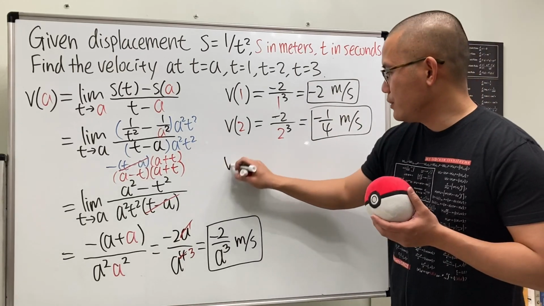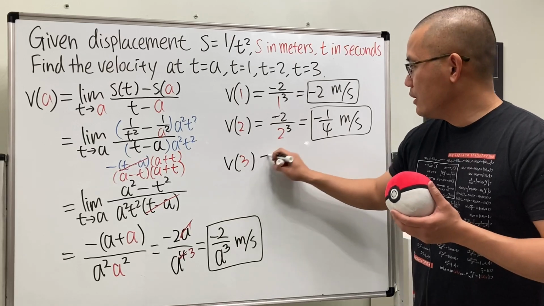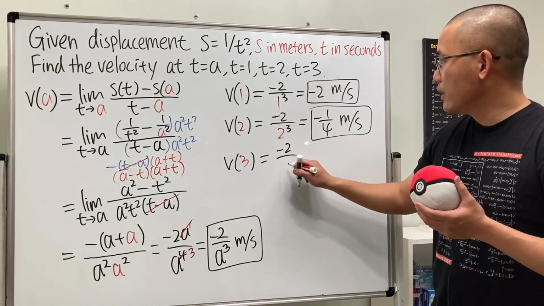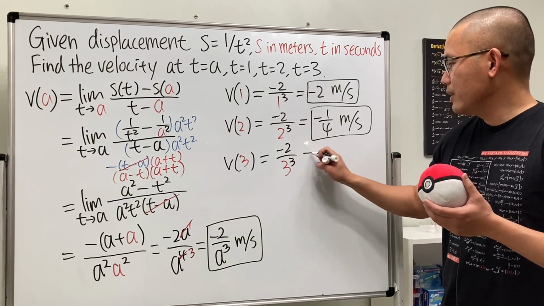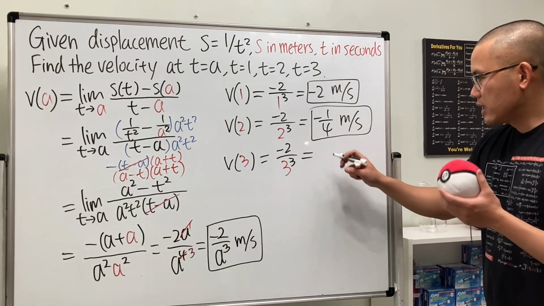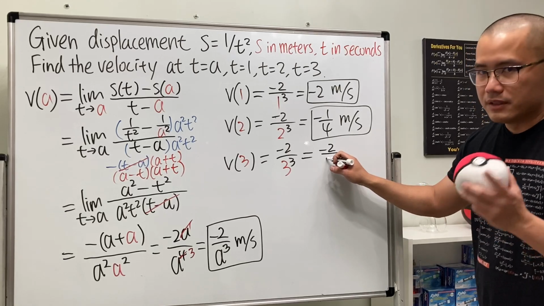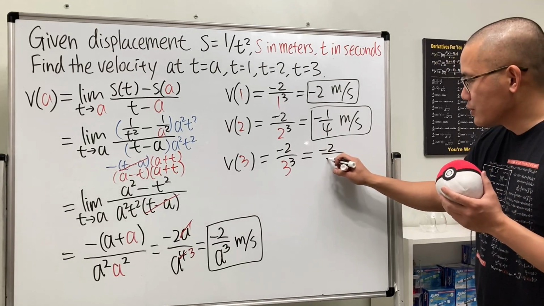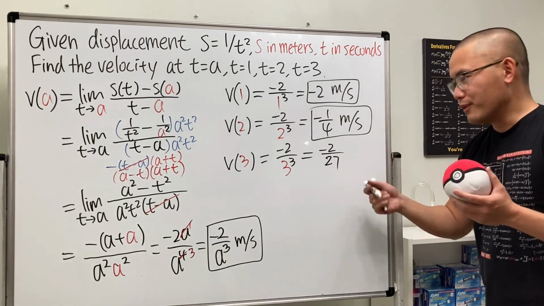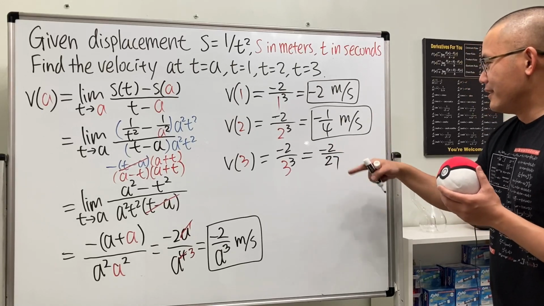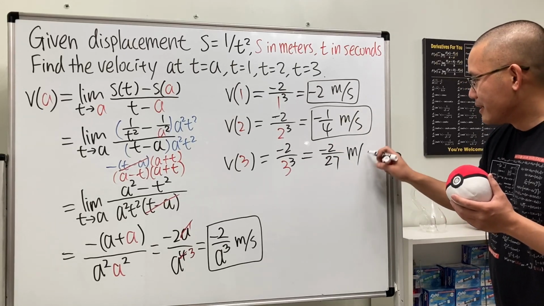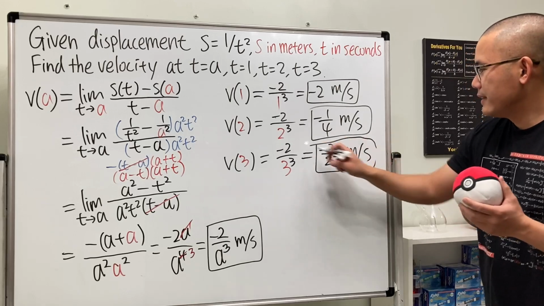And lastly, v of 3 equals negative 2 over 3 to the third power. Cannot simplify anything. Negative 2 over, well, work this out, right? Of course, it's not 9. 3 to the third power is 27. I don't know why I almost thought it's 9, but no. Anyway, meters per second. All right? That's it.